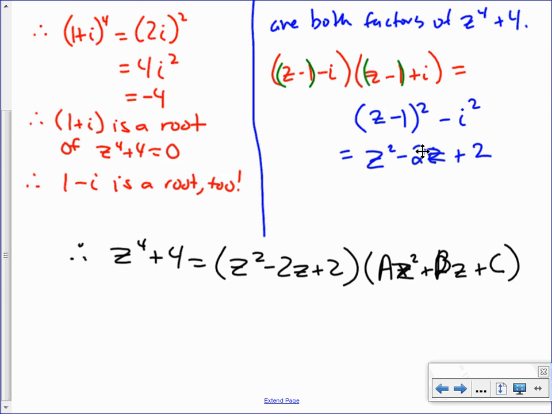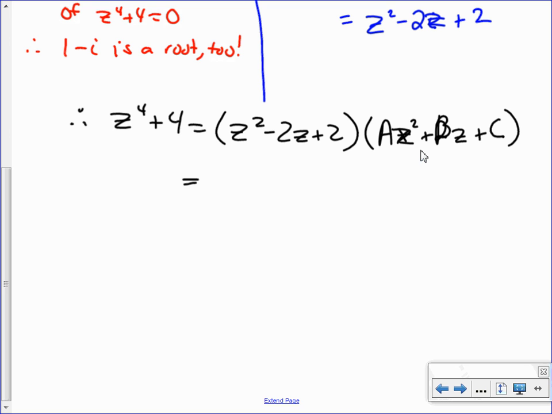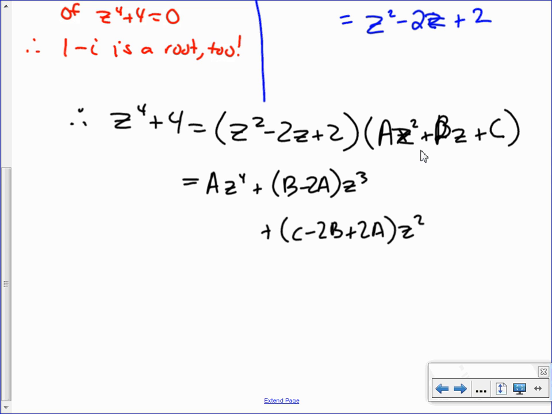Okay, so watch this. If you were to FOIL all of this stuff out, you would get a z to the fourth plus (b minus 2a) z cubed plus (c minus 2b plus 2a) z squared plus (negative 2c plus 2b) z plus 2c. That's just if you FOIL everything out and combine all the z to the fourth, z cubed, z squared, and so on. That is correct. Like I said, I kind of did a bunch of work for you.